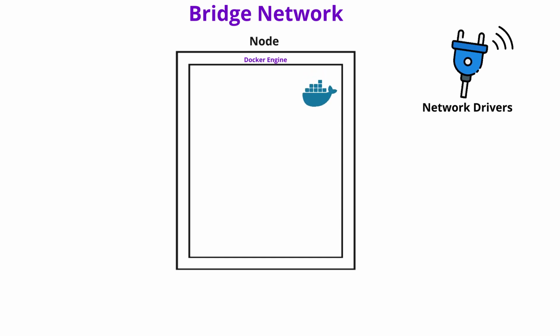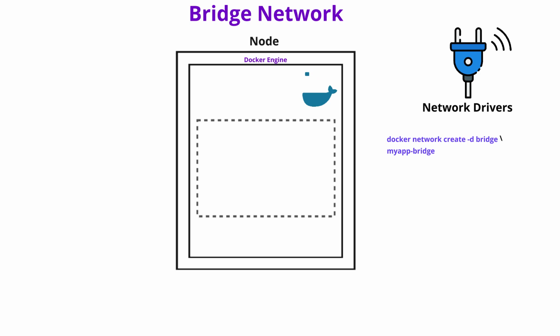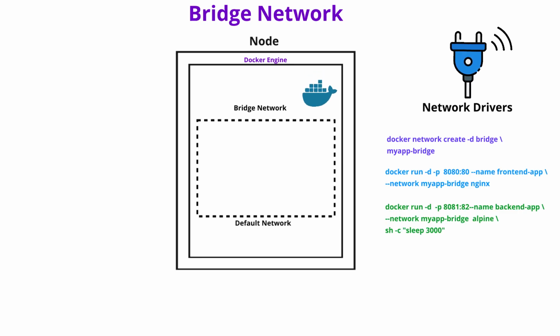Inside this node machine, I will be installing Docker Engine. When I install Docker Engine, it helps us build and run Docker containers. Let me create a network of type bridge and name it myapp-bridge with the help of the docker network create command. This command creates a bridge network inside Docker. Let us launch two Docker containers in this bridge network using docker run commands.